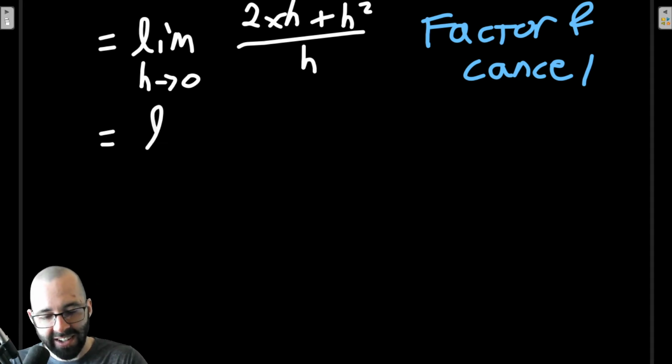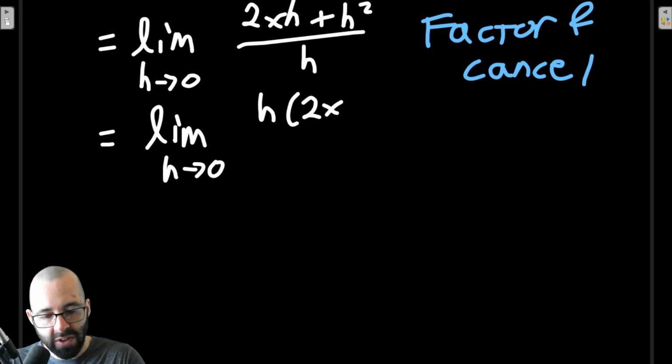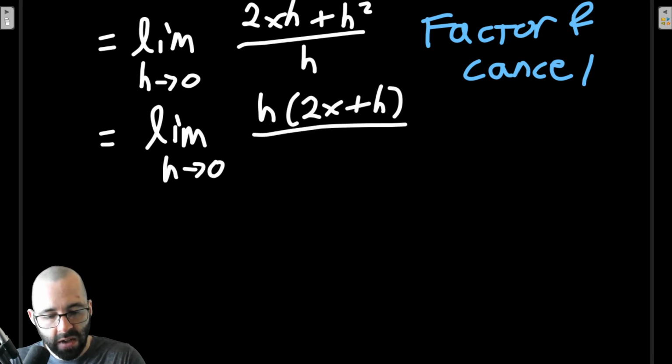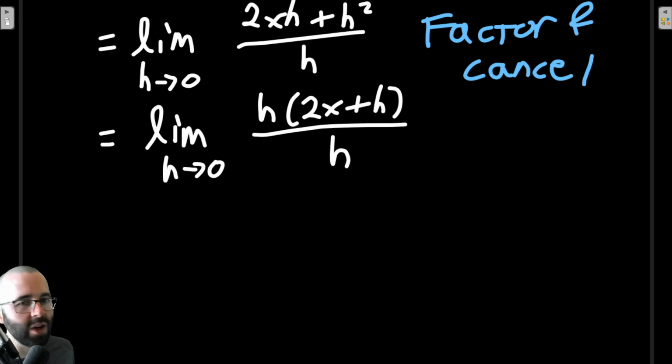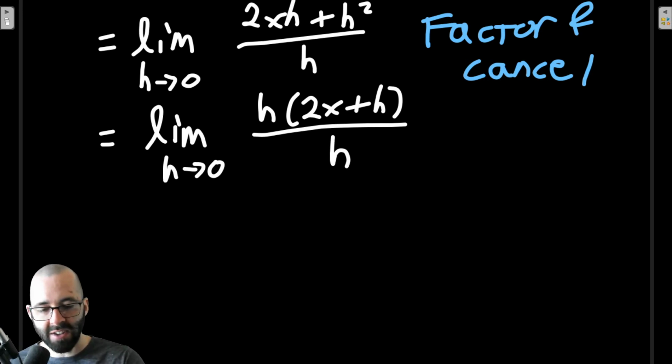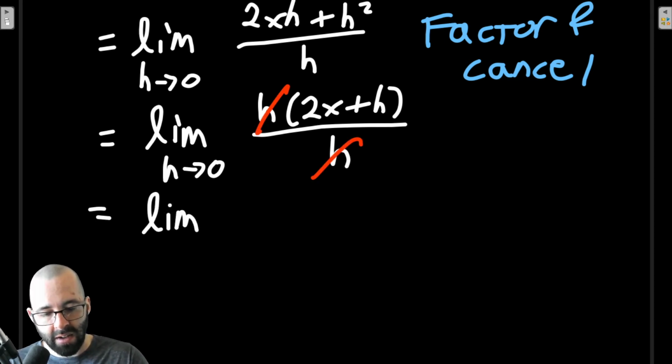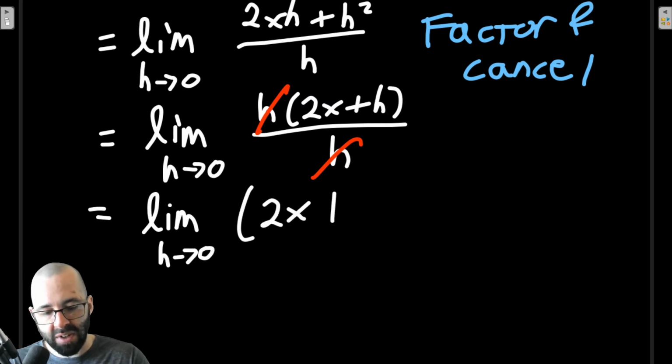So let's factor. The limit as h goes to 0. What factors out of the top? The greatest common factor is h. And we're left with 2x plus h. On the bottom, we just have the h down there. Ooh, we factored. Those h's are going to cancel, and that's exciting. Because once they cancel, what are we left with? The limit as h approaches 0, 2x plus h.